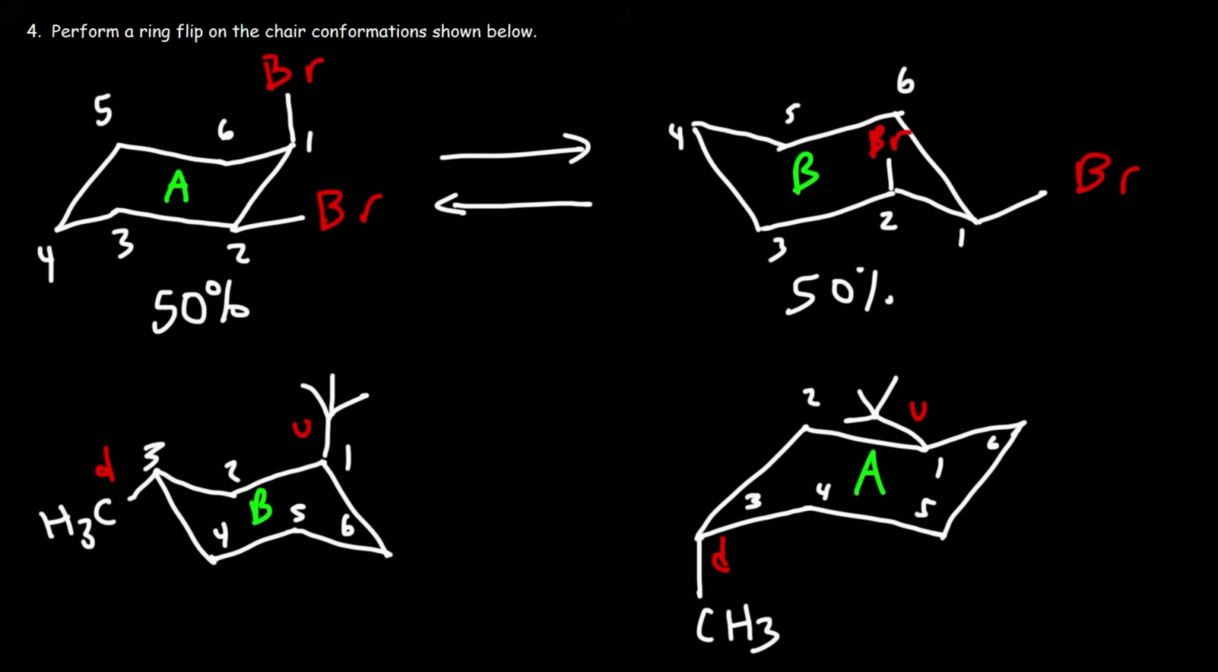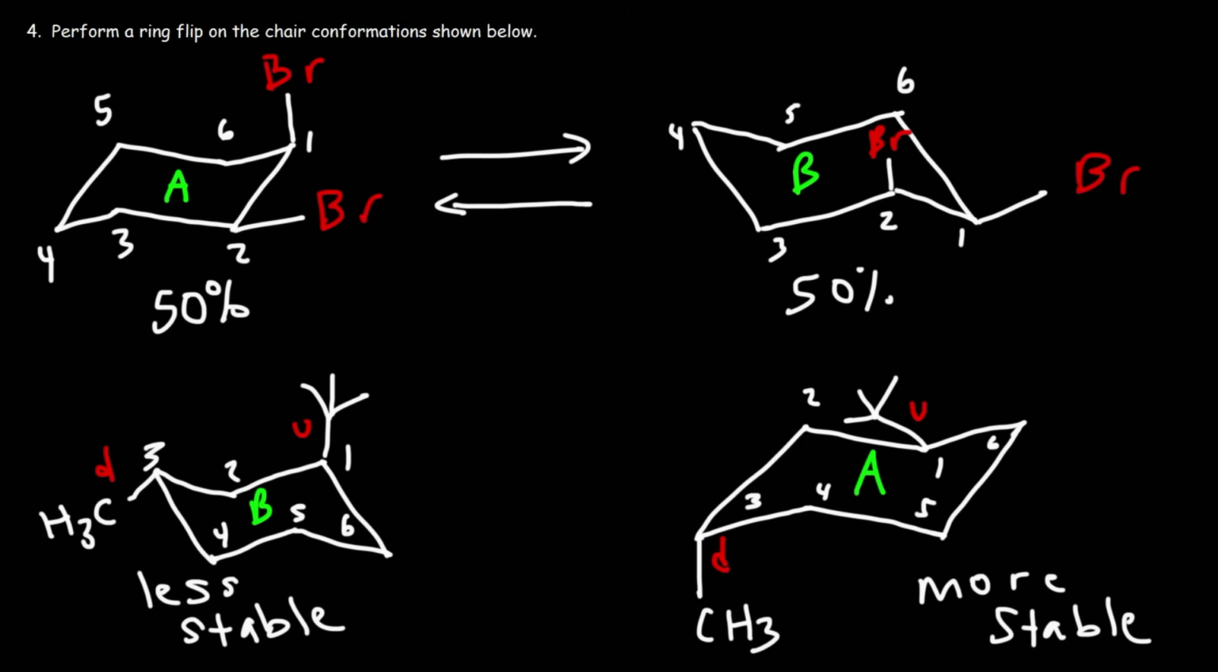In each case, we have one group in the axial position, one group in the equatorial position, but we do have a bulky tert-butyl group, and we can greatly increase the stability of the whole chair conformation by putting the bulky tert-butyl group in the equatorial position. Therefore, the structure on the right will be more stable than the structure on the left. This structure is less stable.